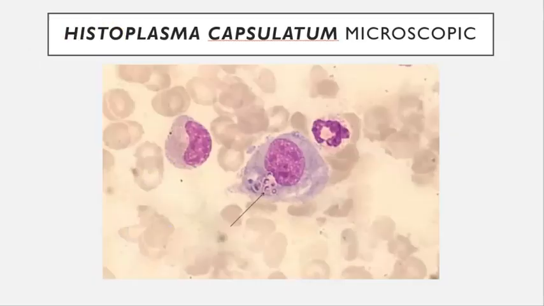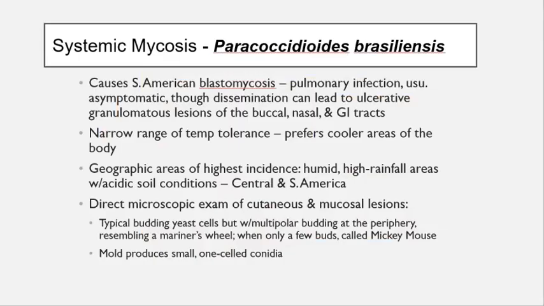This is an image of histoplasma in a blood sample. You can see the arrow pointing to the actual organism for histoplasma. The next species of systemic mycosis is Paracoccidioides brasiliensis. It causes South American blastomycosis.